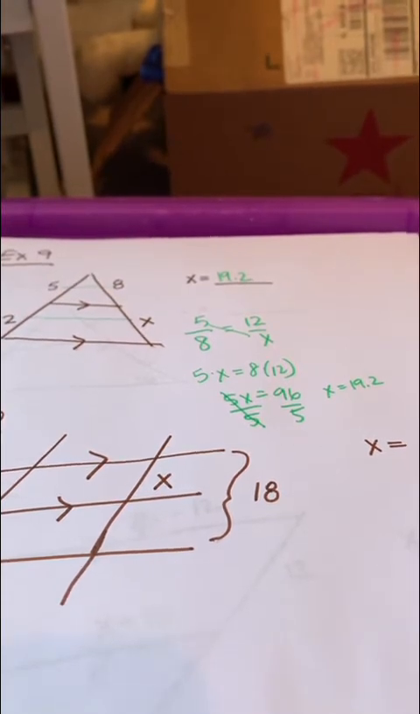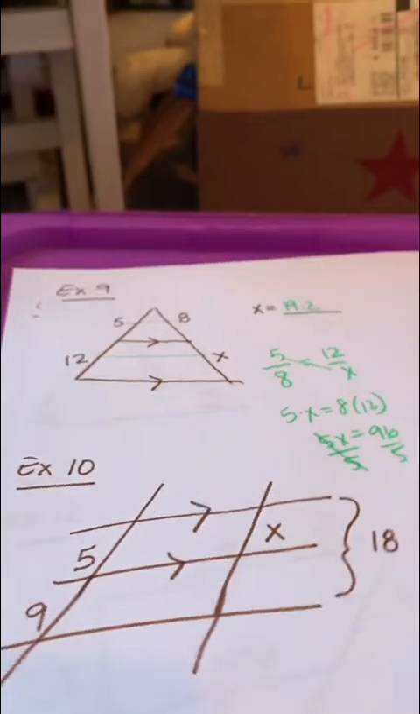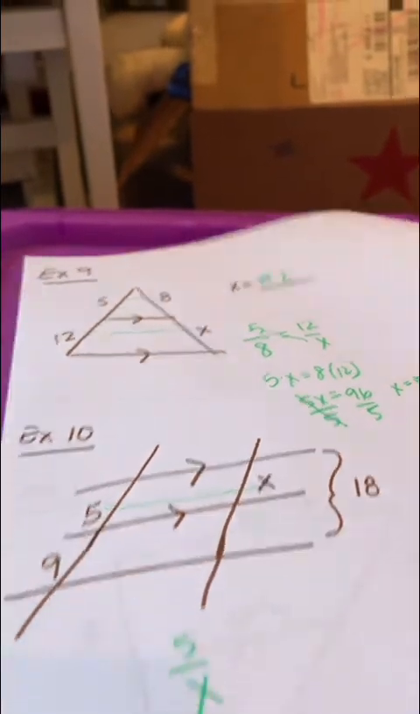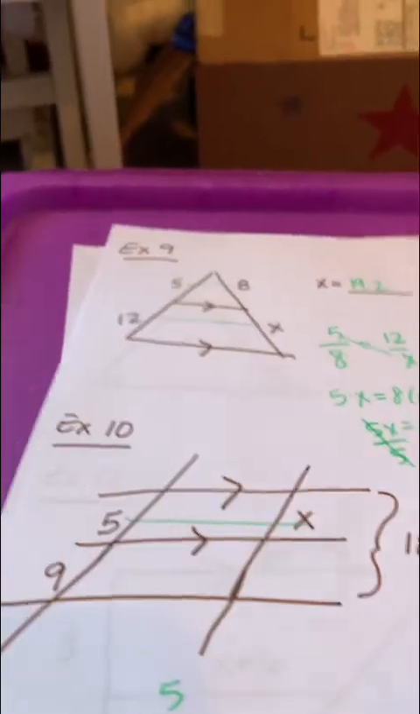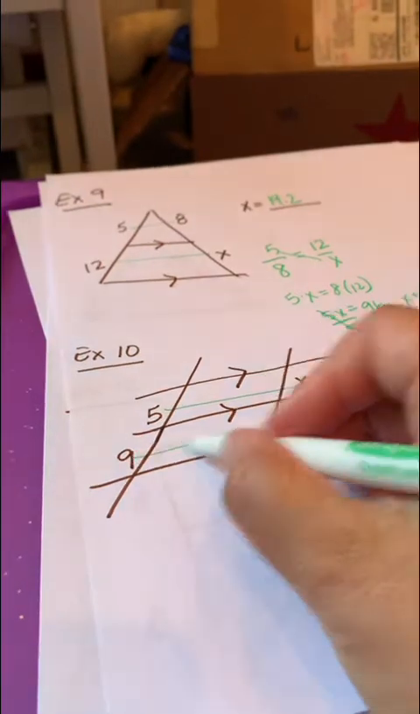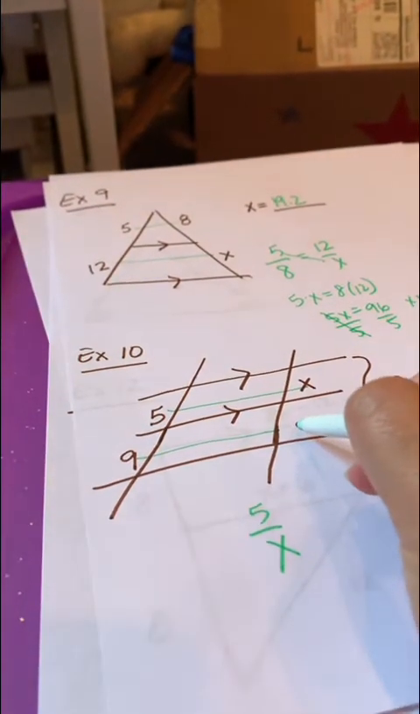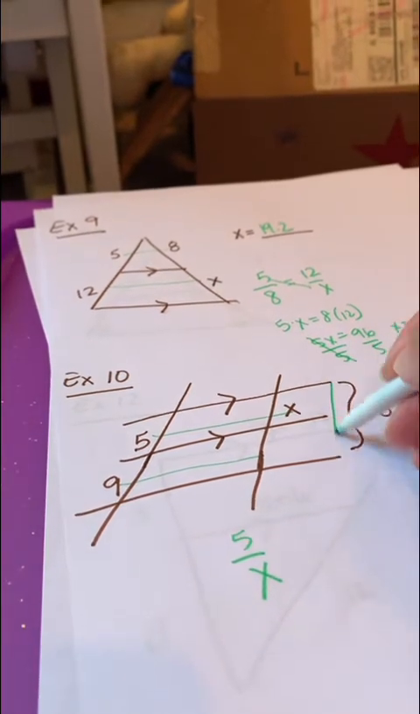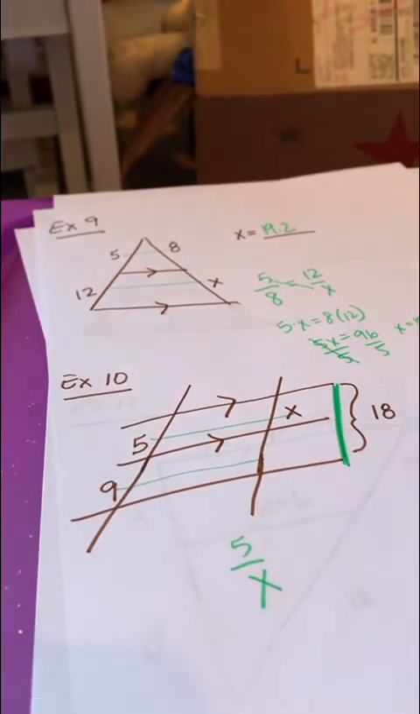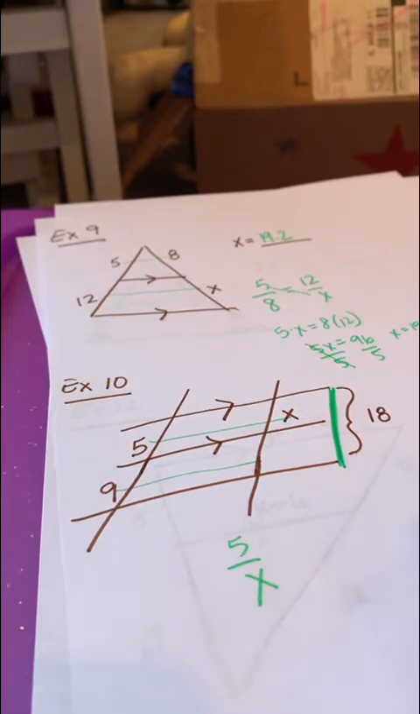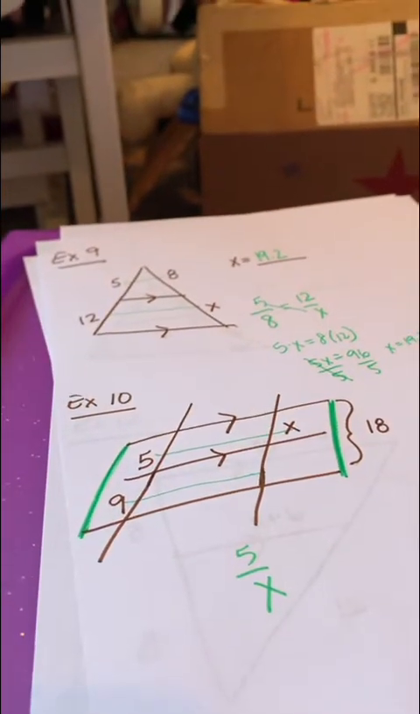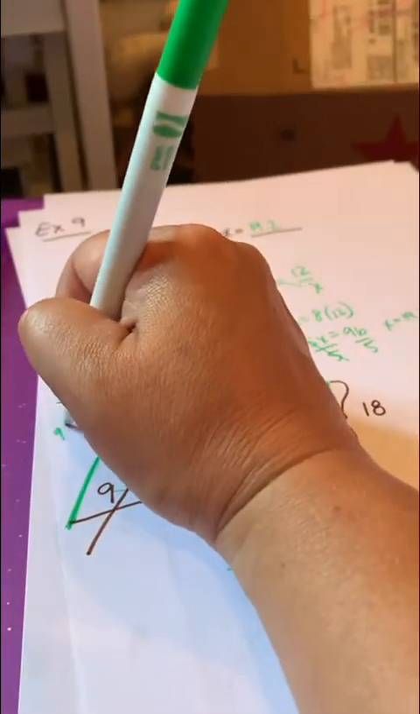All right, on the next one, same kind of thing. We're going to compare parts across from each other. So I compare my 5 with the X. Now, I would compare 9 with the... wait, what? There's nothing there. All right, but I do have this thing of saying all the way top to bottom here is 18. Well, okay, so let's do the same thing over here. How much is top to bottom there? Well, I do 9 plus 5.